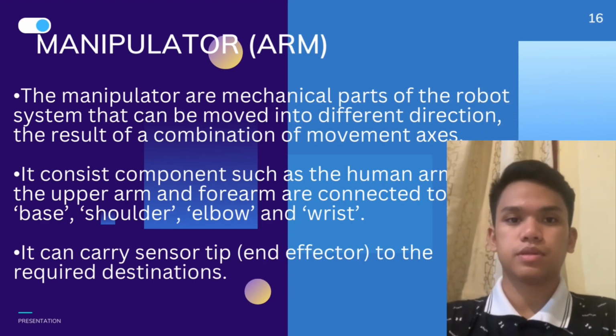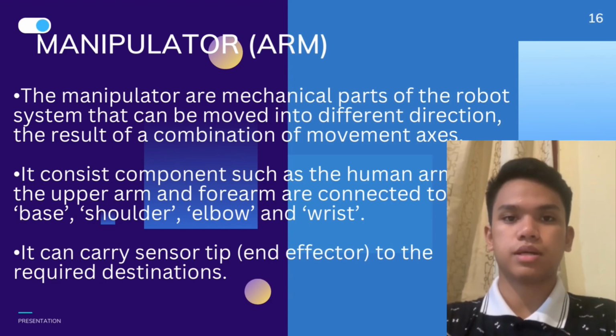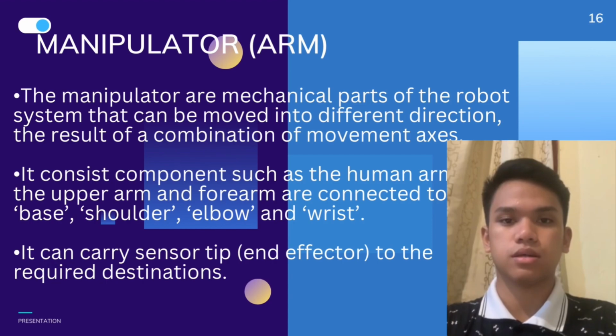Manipulator arm. The manipulator is the mechanical part of the robot system that can be moved in different directions. It is the result of a combination of movement axes. It consists of components like a human arm: the upper arm and forearm are connected to the base, shoulder, elbow, and wrist. It can carry sensor tips, the end effector, to the required destination.